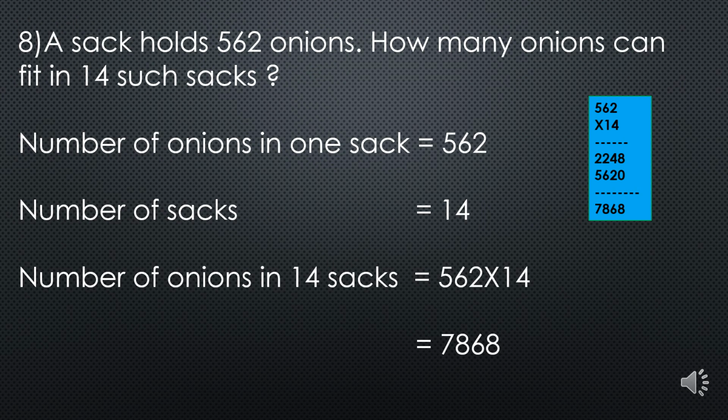Okay children, all of you read question number 8. A sack holds 562 onions. How many onions can fit in 14 such sacks? What all is given here? Number of onions in one sack equal to 562. Number of sacks equal to 14. And what we want to find? We want to find the number of onions in 14 sacks. For that, we want to multiply 562 by 14. So we can multiply 562 by 14.